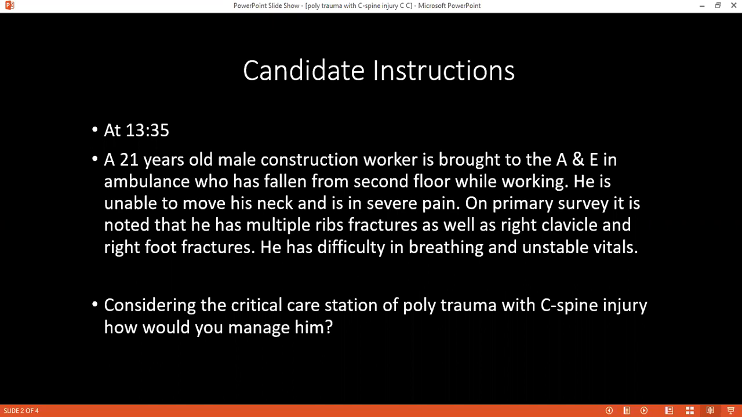I will open two large bore cannulas, then give one liter of crystalloid at a time. I will send blood for cross matching and grouping. When the patient isn't responding, then I will go for dynamic fluid response.